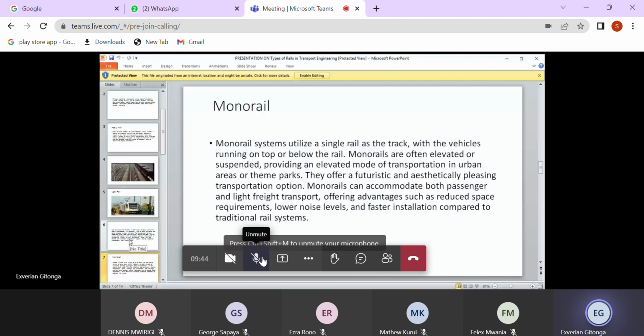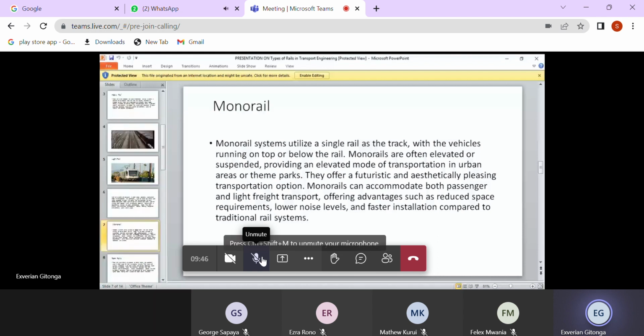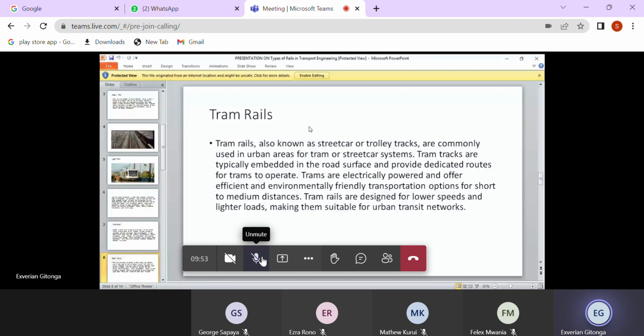We are going to another kind. Now we are going to tram rails. I want one colleague of ours to read for us something about the tram rails. Let's go, tram rails.